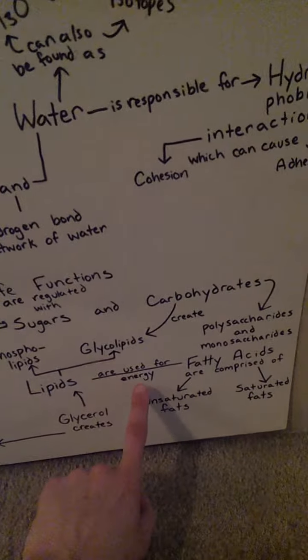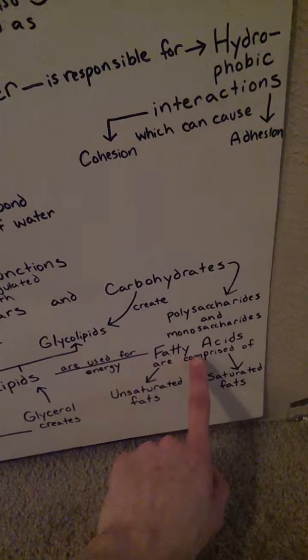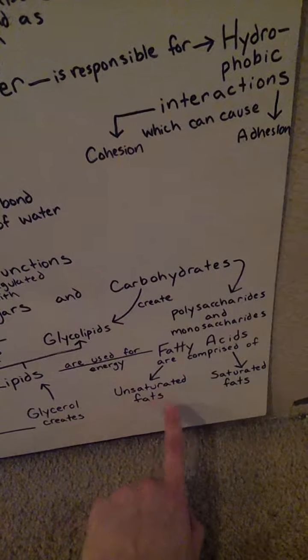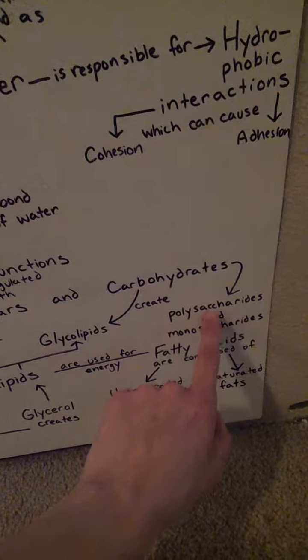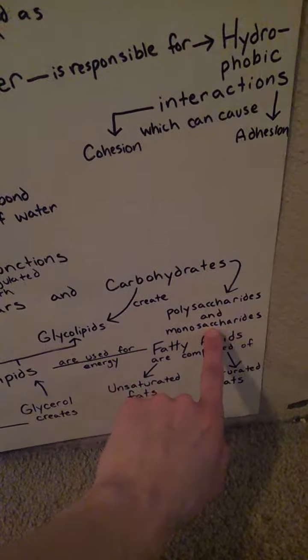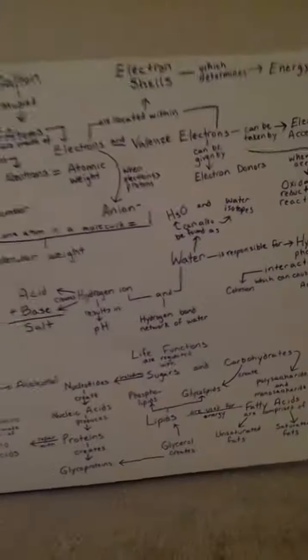Lipids are used for energy as well as fatty acids, which are comprised of unsaturated fats and saturated fats. Carbohydrates also account for polysaccharides and monosaccharides. Alright, I think that's everything.